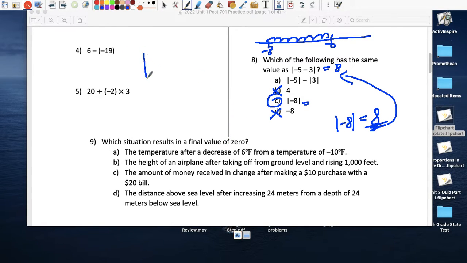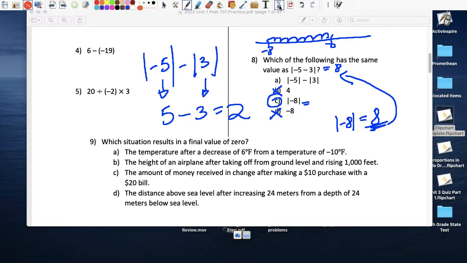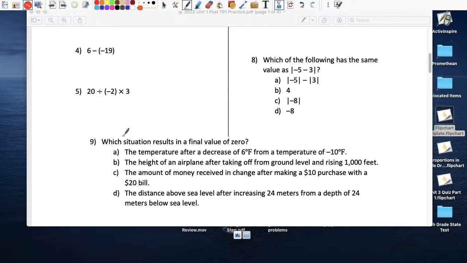And A, by the way, wouldn't be it. Let's just do the absolute value of negative 5 minus the absolute value of 3. The absolute value of negative 5 is 5, minus the absolute value of 3, which is 3, and 5 minus 3 is just 2. So that's definitely not the answer. Number 9, we're looking for a situation where it results in a 0 value. So let's look at the first one.